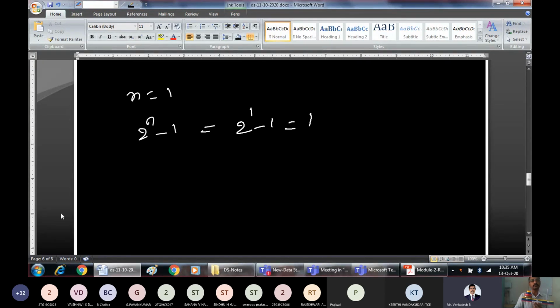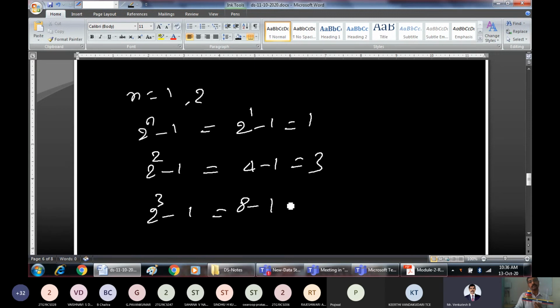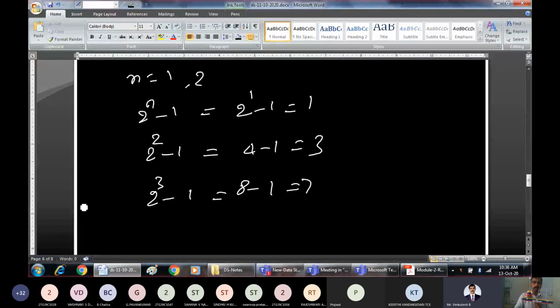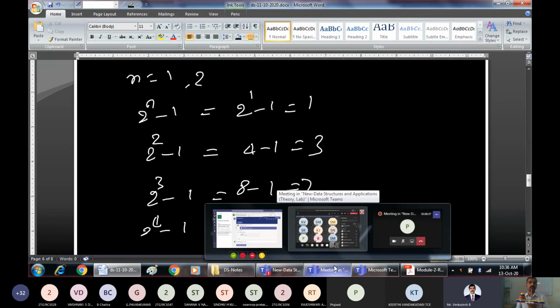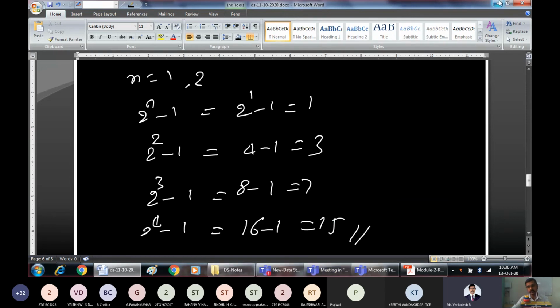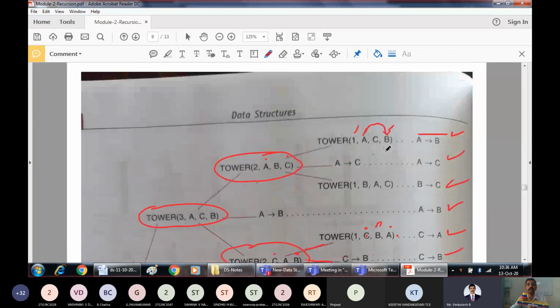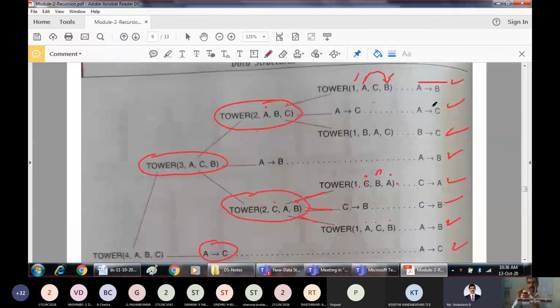For any given value of n, the number of movements is 2 raised to n minus 1. If n is 1, the number of movements is 1. For n equal to 2, 2 raised to 2 minus 1, it is 4 minus 1, so the number of moves is 3. For n equal to 3, 8 minus 1, it is 7. For n equal to 4, 2 raised to 4 is 16, minus 1 is 15. So the general formula is 2 raised to n minus 1 movements. Within 15 movements, I must be able to move the disks from source to destination. So I'll show the demonstration.